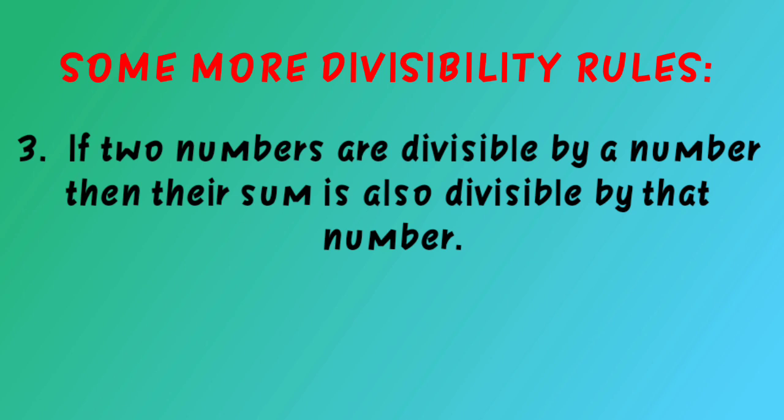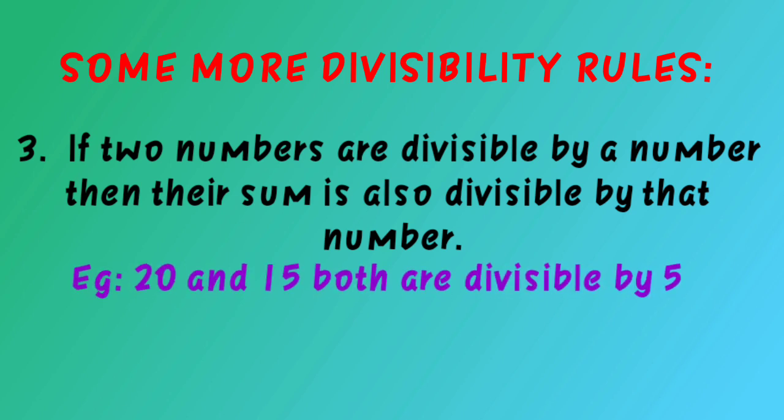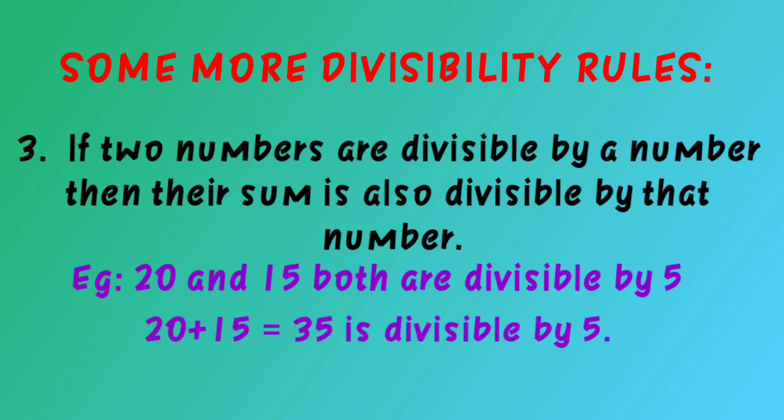also divisible by that number. For example, 20 and 15. Both are divided by 5. We can also say that the sum of 20 and 15, which is 35, is also divisible by 5. हम 5 से 35 को डिवाइड कर सकते हैं.